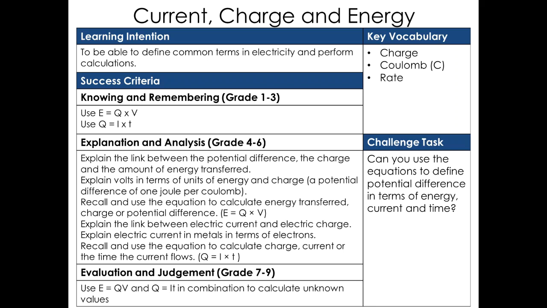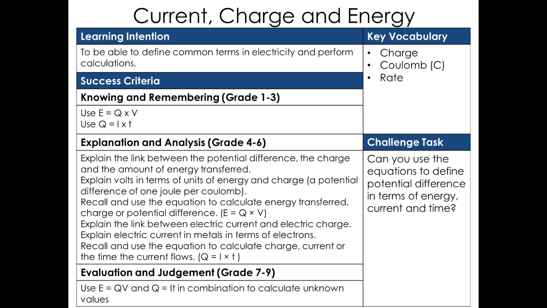The success criteria: you should know two formulae. You'll have learnt these earlier in the term and you should recognise these and you need to be able to use them. So the first of these is E equals Q times V. Energy is charge times potential difference. And the second is Q equals I times T, or charge is current times time.